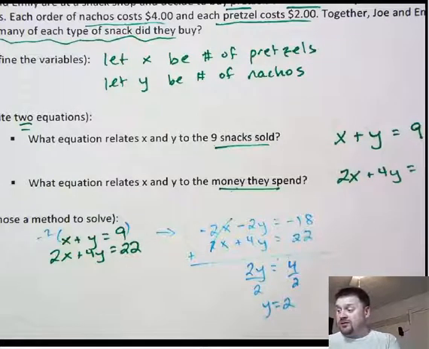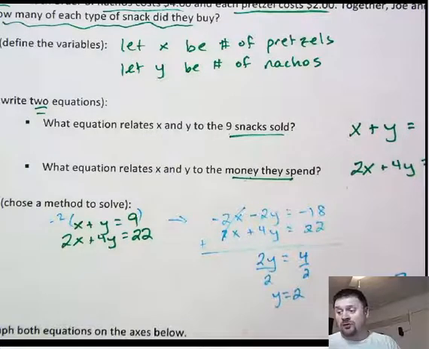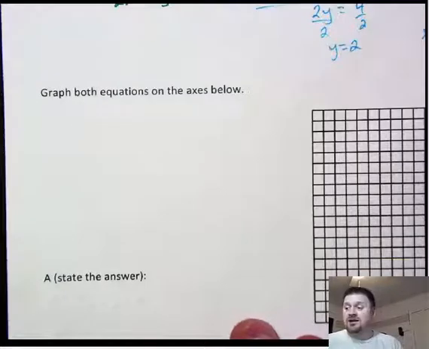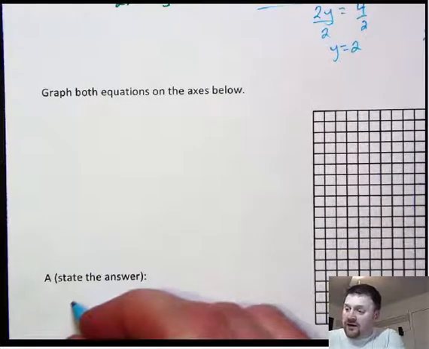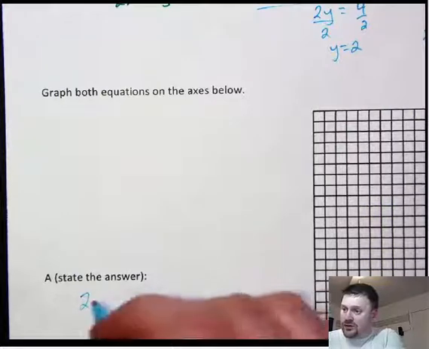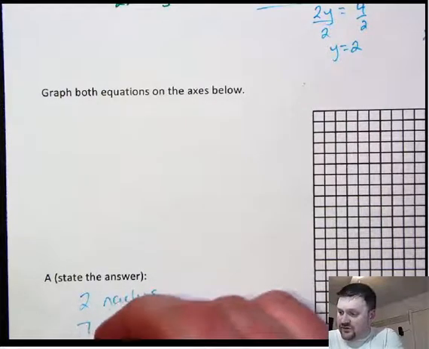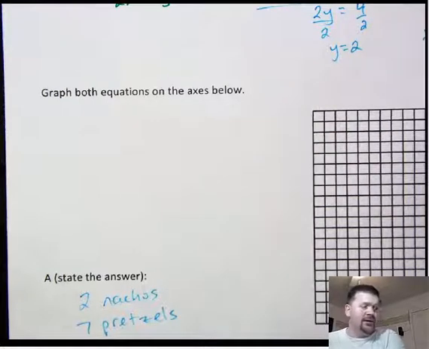And there's my answer. I just have to remember that in a VEWAC problem, my answer is always a statement. So I'm actually going to come all the way down to the A part of this where it says state the answer. Knowing that x was 7 and y was 2, as we found up here, I can say that we have 2 nachos and 7 pretzels. Okay, I already know I have that answer.